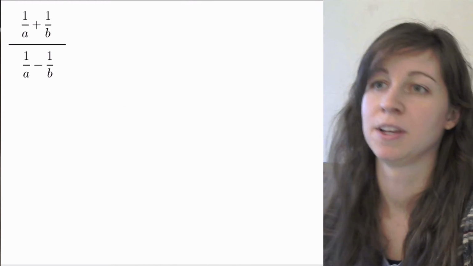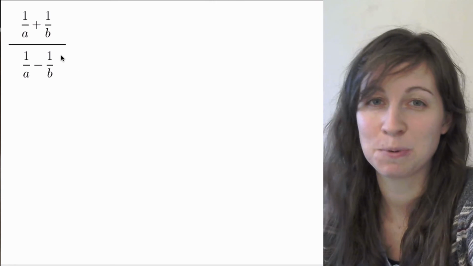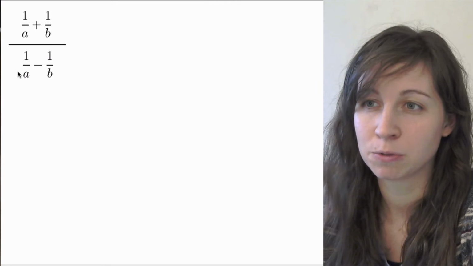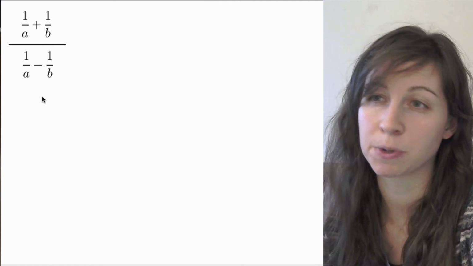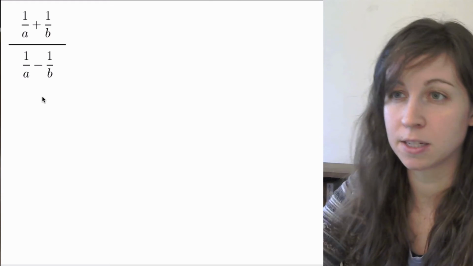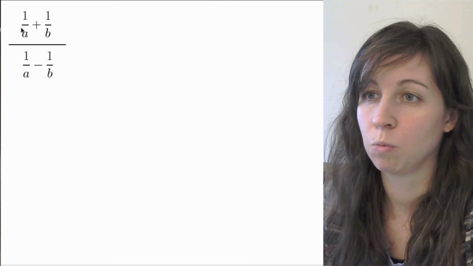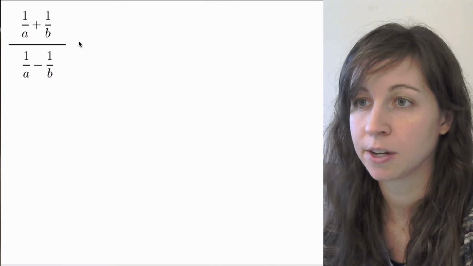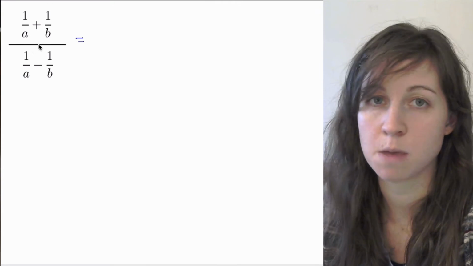One more problem here. All right, so this one looks even a little bit more complicated than the last one. 1 over a plus 1 over b all over 1 over a minus 1 over b. So we're just going to keep doing the same strategy. We're going to try to get it to be just 1 fraction on the top and 1 fraction on the bottom. So we'll do this by finding a common denominator again, since we're adding these fractions together. So my common denominator on this top part will be ab.